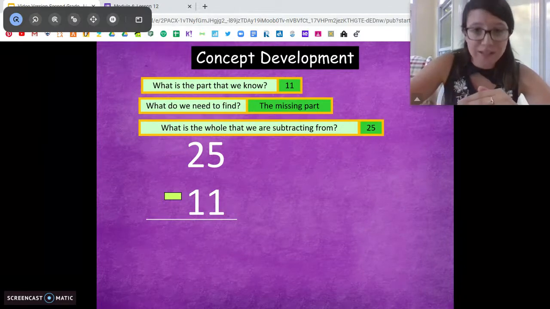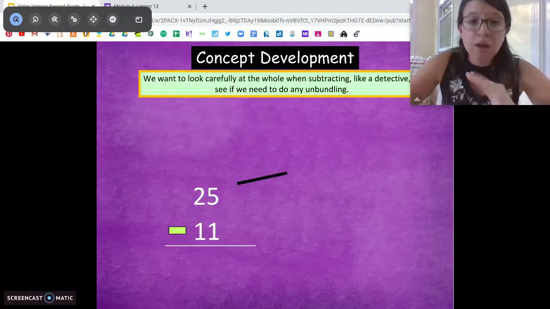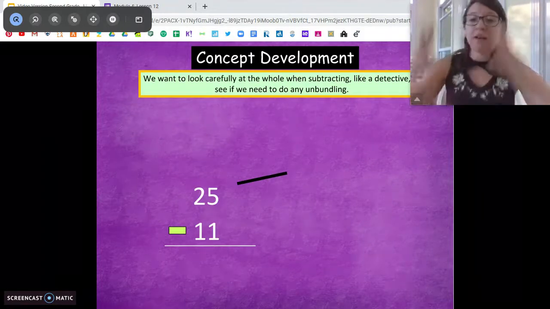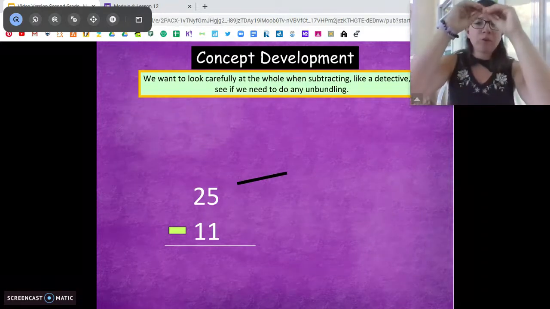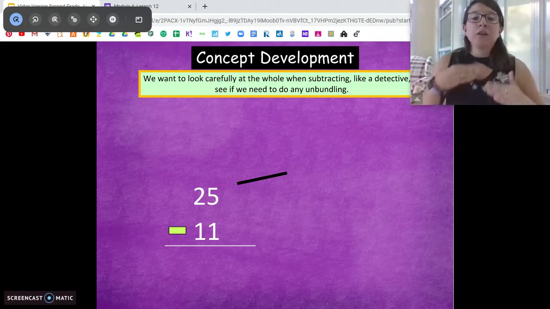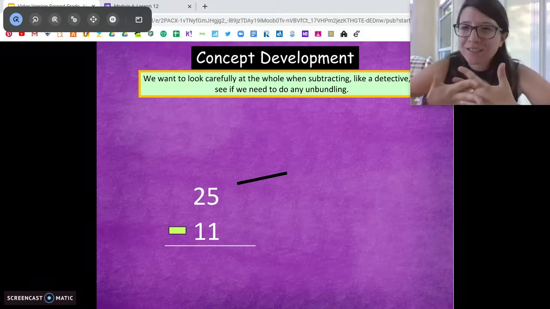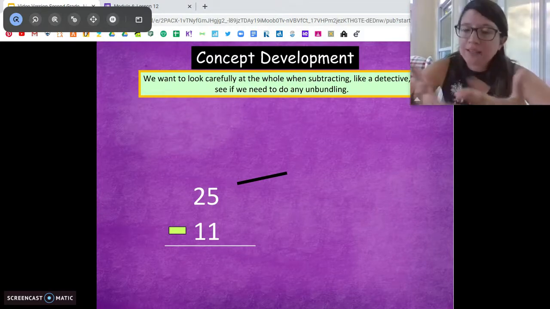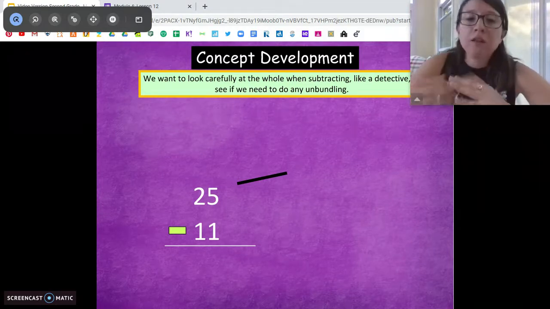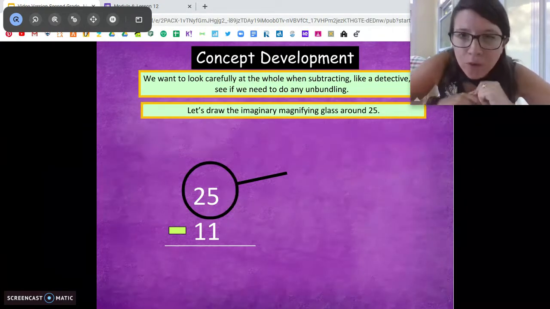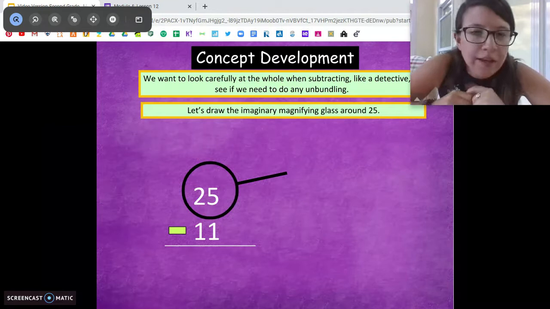Very good, 25. Okay, now we want to look carefully at the whole. When you're subtracting in vertical form, your whole is always going to be on the top. You want to look at it carefully. You want to pretend you're like a detective to see if we need to do any unbundling, because sometimes that's going to happen when we do subtraction. So we're going to put a little magnifying glass around that whole because we're detectives. We're going to look at it carefully.